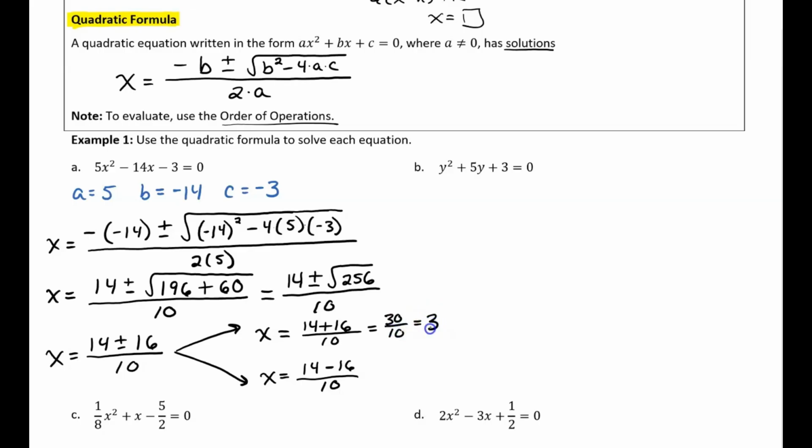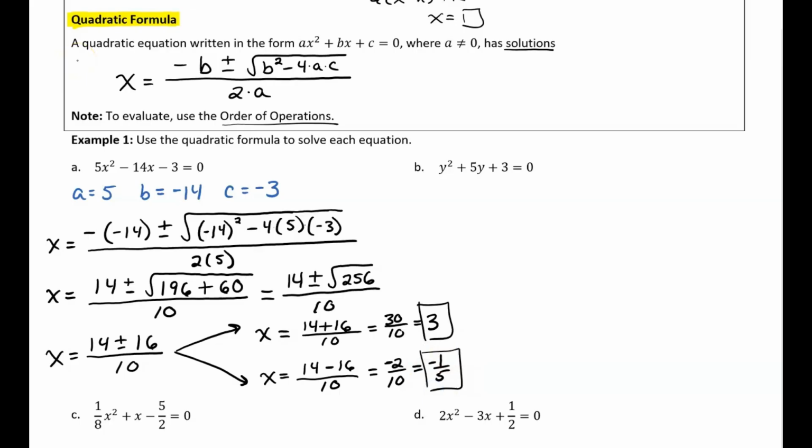divided by 10 gives us 3. So that's one of my x values. X is equal to 3. The other one, let's try that one out. 14 minus 16, well, that's negative 2. Negative 2 divided by 10 is negative 1/5 reduced down. So there they are. I have my answers.